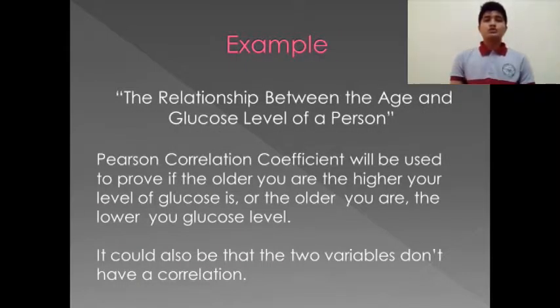One of the examples of the usage of the Pearson product moment correlation coefficient is finding the relationship between the age and the glucose level of a person. Pearson correlation coefficient will be used to prove if the older you are, the higher your level of glucose is, or the older you are, the lower your glucose level. Or it could be that the two variables don't have a relationship.